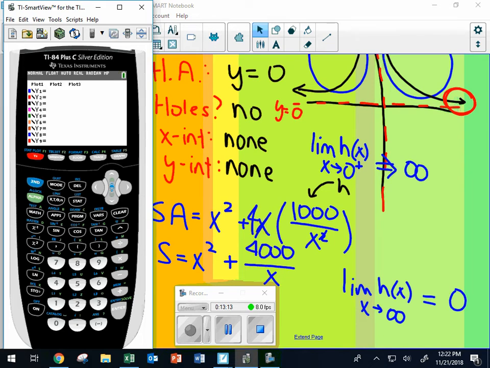So, to put in an equation, I need to hit the y equals button. And from the y equals button, I'm just looking at y1 right here. And I need to plug in x squared plus, and then in parentheses, 4,000 divided by x. And once I've done that, if I hit enter, and then I go to my graph, my graph ended up looking pretty nice.